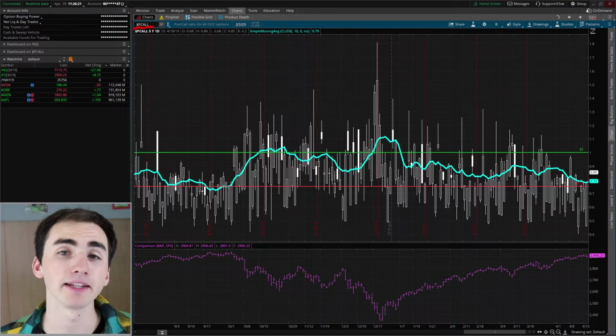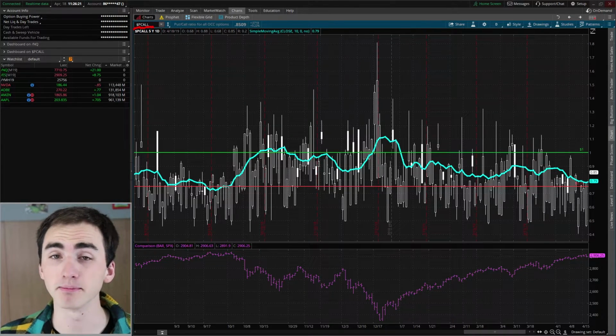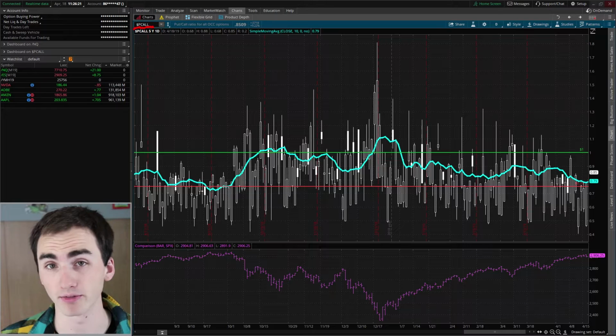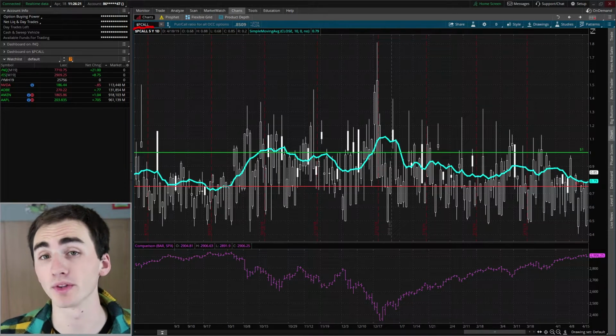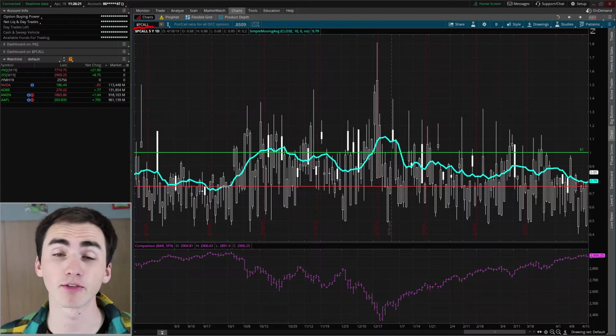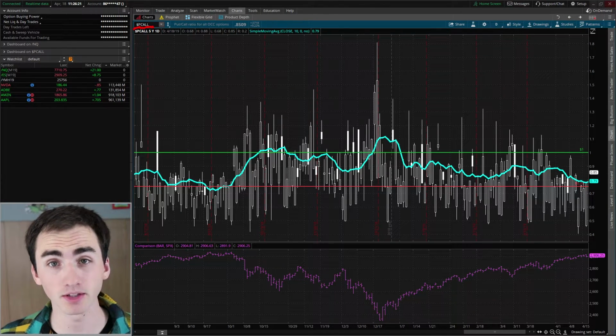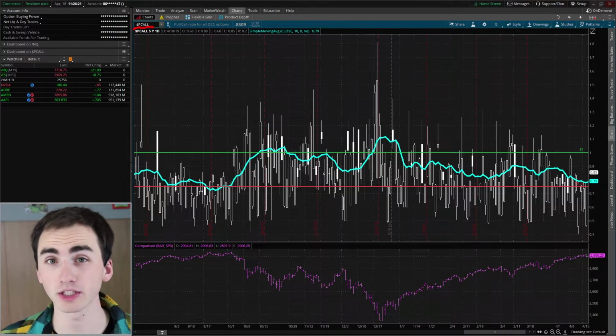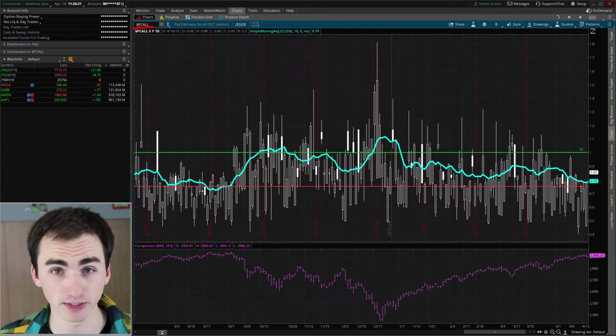The idea behind this is that generally the market will do the opposite of what everyone wants. So if everyone thinks the market's going to go up, the market usually does the opposite and goes down. And if everyone thinks that the market is going to go down, the market is most likely going to go up. And so with this ratio, you're looking for extremes in the moving average.